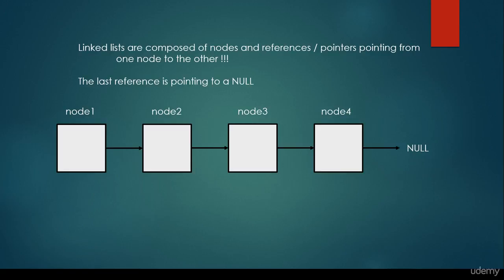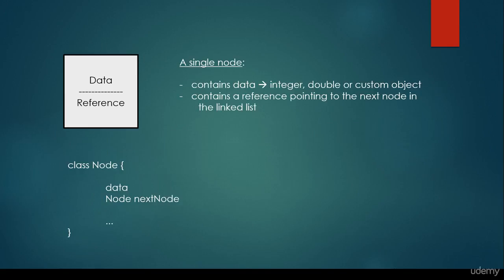It's very important because this is how we are going to implement linked lists: we are going to iterate through until the next node is a null. So this is how we are able to detect the last node in our linked list. So what about a single node?